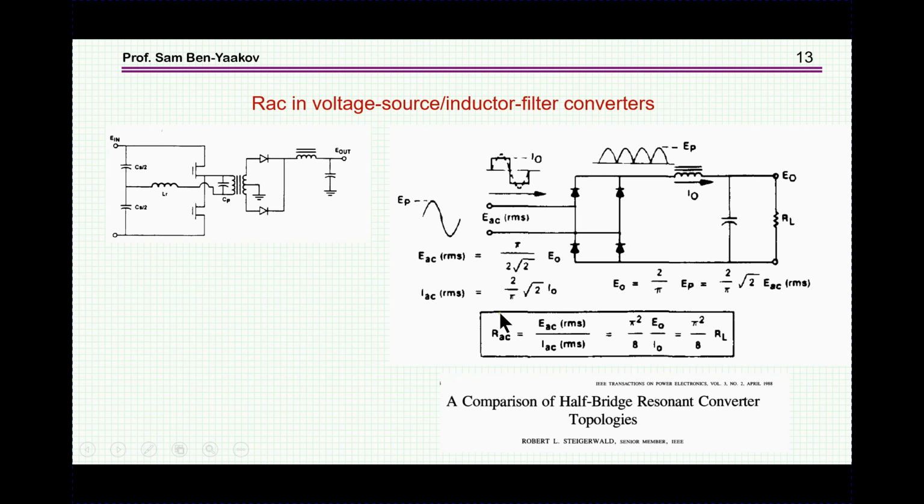And I'm not going to repeat the analysis. This is the analysis by Steigerwald. And in this case, RAC is the other way around. It's pi squared over 8 times RL. So it's another expression, makes sense. And this is the case that we are connected in parallel to the capacitor, which retains the sinusoidal voltage on it because it sees an inductor.